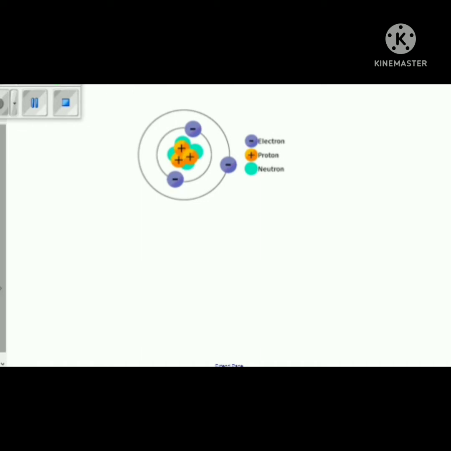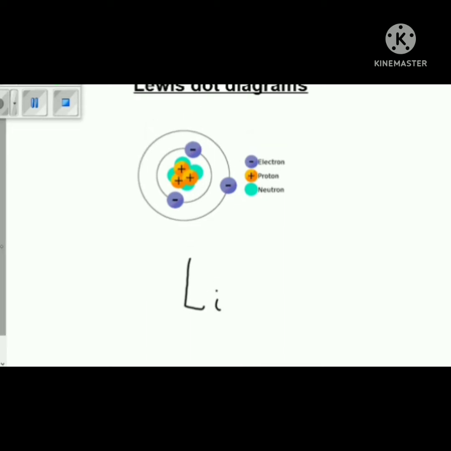Lewis dot diagrams are just diagrams representing an atom symbol alongside its valence electrons. It's as simple as it can be. For example, you have here an atom of lithium. You can see that this is an atom of lithium. How can you identify it? It's because of its number of electrons, the number of protons, and the number of neutrons. These are the basic things used to identify exactly which atom this is.